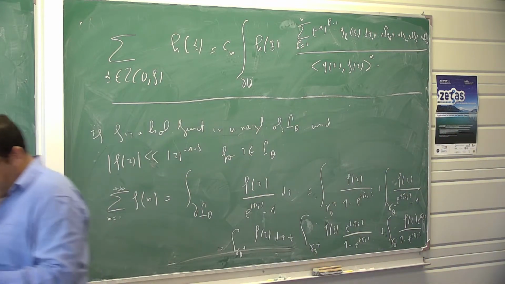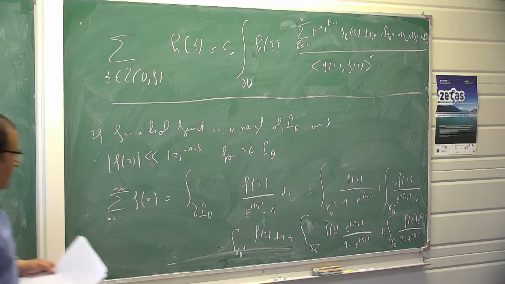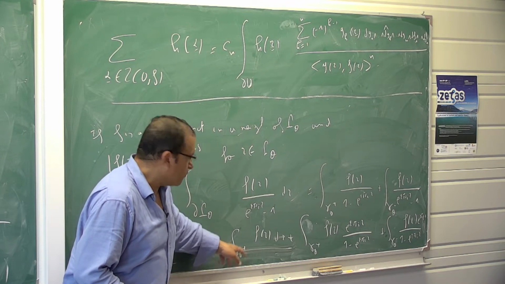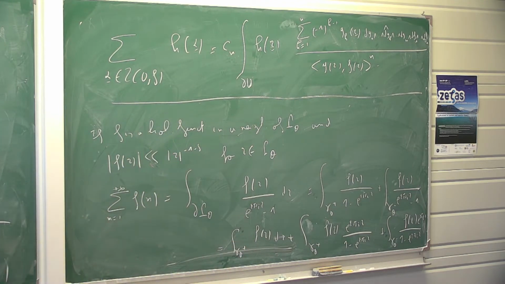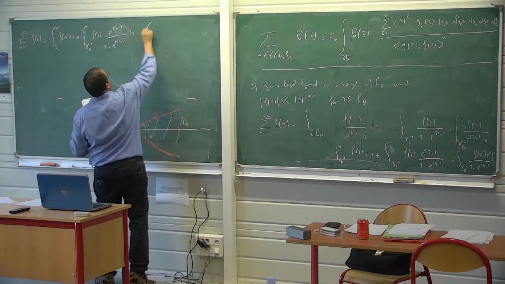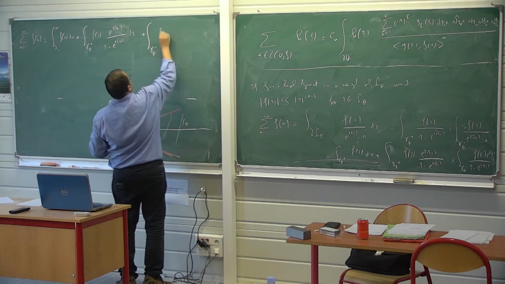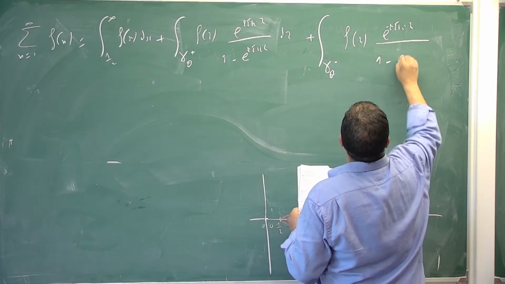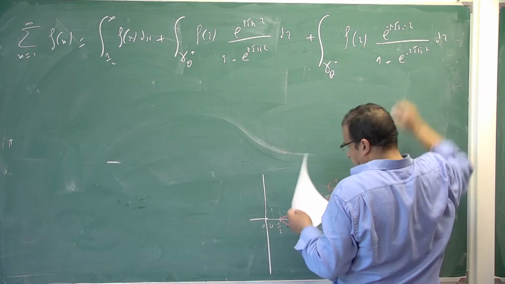So we have this formula, and this integral, by the residue theorem, is equal to the integral from 1 over 2 to infinity. So this is equal to the integral from 1 over 2 to infinity of f(x) dx, plus the integral on gamma theta plus of f(z) exponential 2πiz divided by this dz, plus the integral on gamma theta minus of f(z) exponential minus 2πiz over 1 minus exponential minus 2πiz dz.